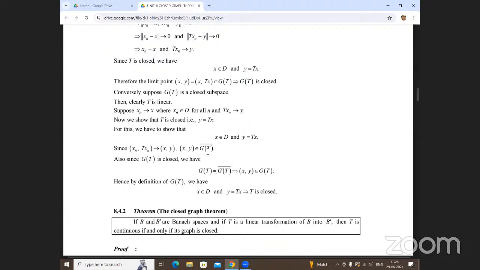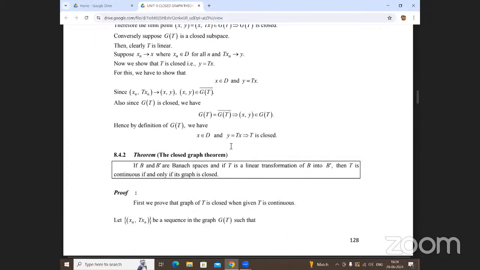So (x, y) also belongs to the closure of G of T, and the same ordered pair also belongs to G of T. So by the definition of G of T, the same element also belongs to capital D, and y equals Tx. That is the meaning of T is closed.